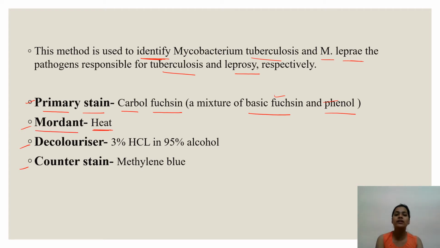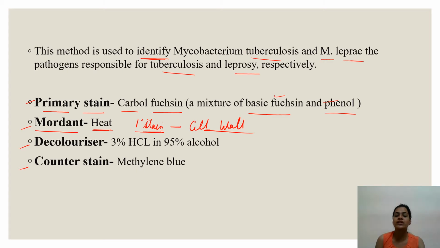So what is a mordant? We have already discussed it in the previous video. A mordant is an agent which increases the binding affinity of the primary stain to the cell wall. It increases the efficiency of the primary stain so that it can interact with the cell wall and the cell wall will get more stained with the primary stain. So here heat is going to act like a mordant.